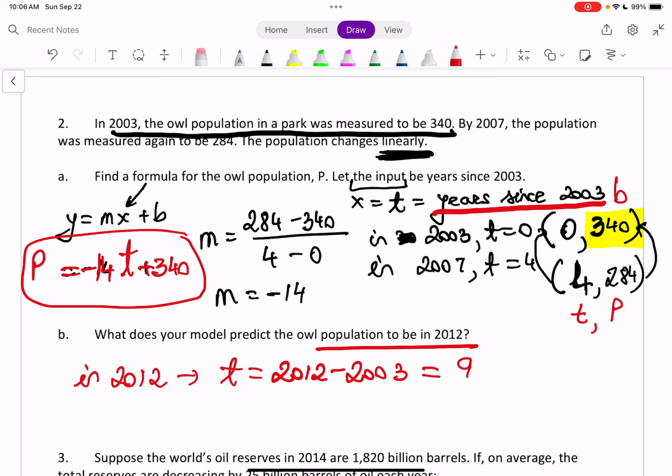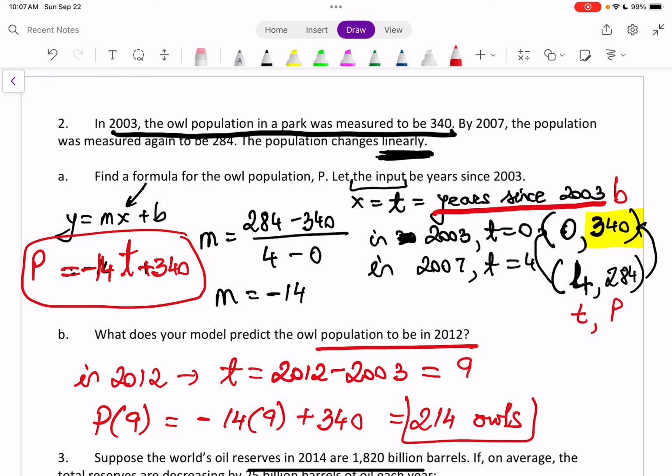Okay. So in this equation, plug in 9 for time and see what happens. If you start with 340 owls in year 2003 and you subtract 14 owls per year until 2012, you're going to get down to 214 owls.